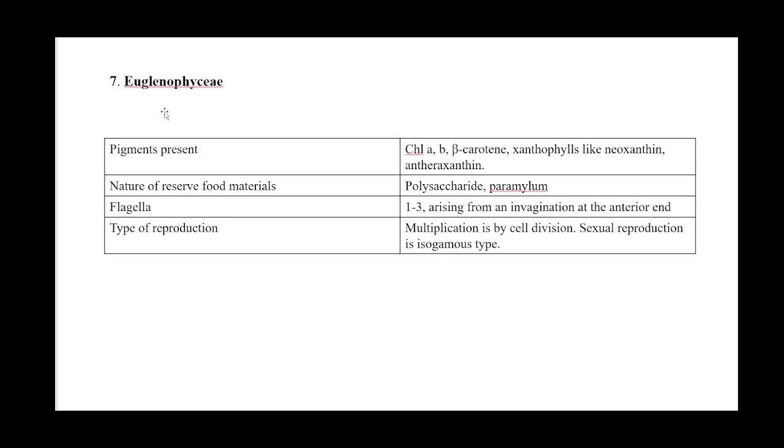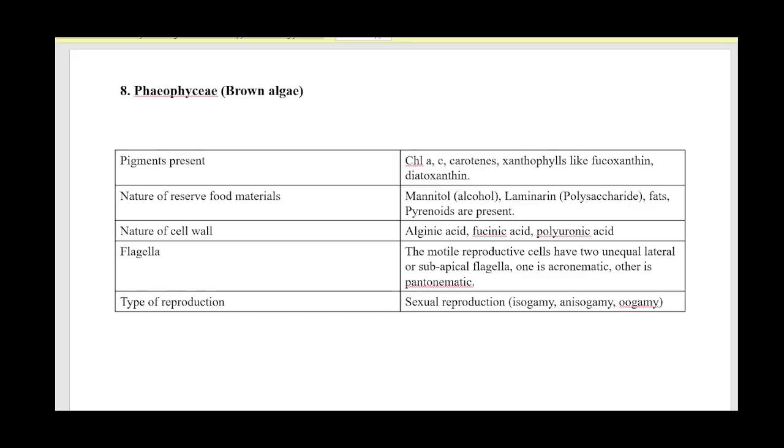The seventh class of algae is Euglenophyceae. The pigments present in Euglenophyceae members are chlorophyll A and B, beta-carotene, and xanthophylls like neoxanthin and anthraxanthin. The food materials are reserved in the form of the polysaccharide paramylum. Flagella can be 1 to 3 in number, and they arise from an invagination at the anterior end. The reproduction is by cell division, and it can also undergo sexual reproduction, mainly of the isogamous type.